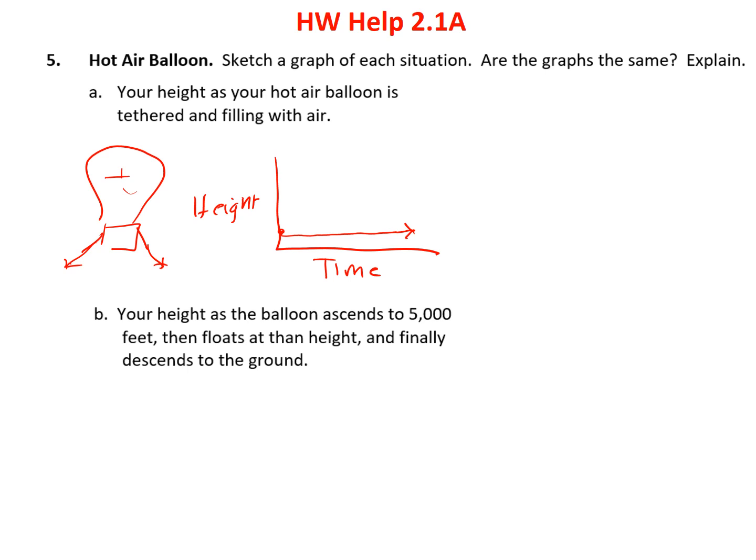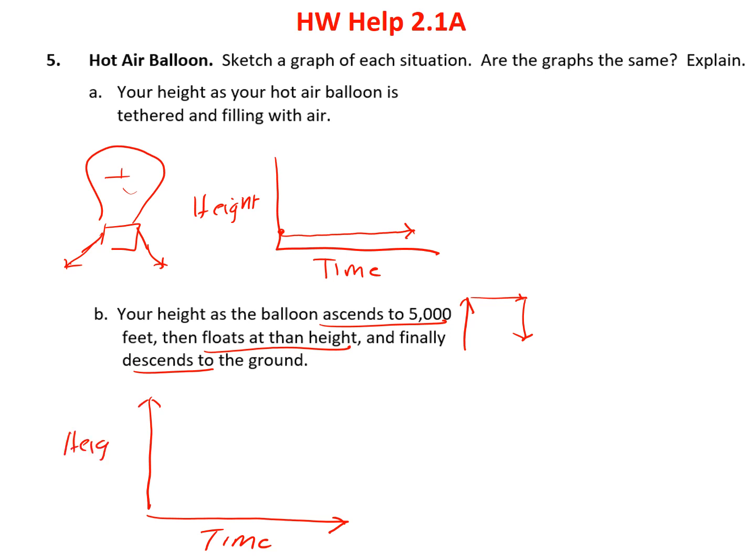On the other hand, in number B, the height of your balloon as it ascends to 5,000 feet. So I'm going to go up to 5,000 feet, and then I'm going to float at that height. So once I get there, I'm going to stay at a certain height, and then I'm going to go to the ground. Okay? But how does that look on a graph with time? With time, you can see same graph.